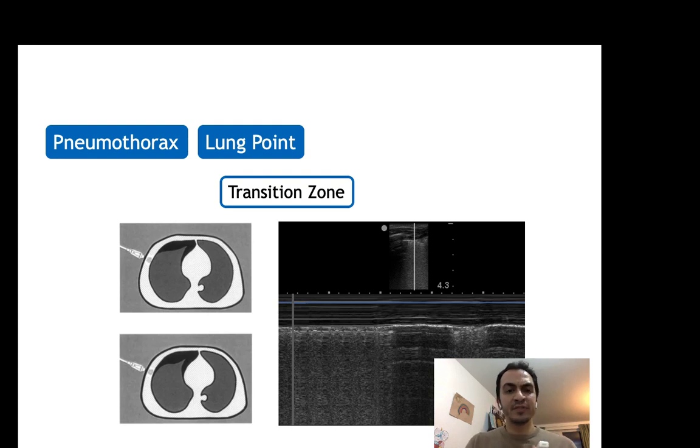And why is the lung point important? Besides confirming the diagnosis of pneumothorax, it is the most specific sign for diagnosis of pneumothorax among all these signs that I mentioned. It can also be used to monitor the progression of pneumothorax. So when your lung point is very lateral, you would expect to have a big pneumothorax. And when the lung point starts to migrate more anteriorly, you would expect that the pneumothorax is resolving and getting reduced.